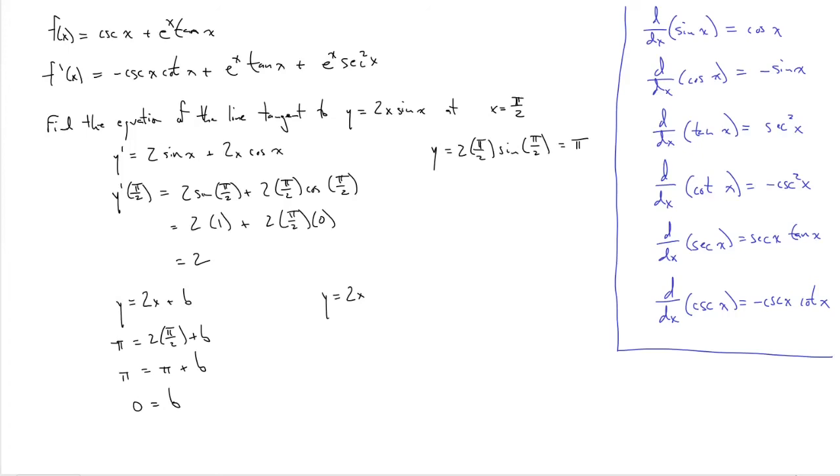The equation of the tangent line to y equals 2x sine x at x equals pi over 2 is simply y equals 2x. Okay, those were the derivatives of all 6 of the elementary trigonometric functions.